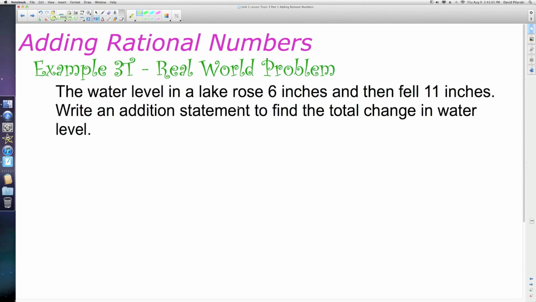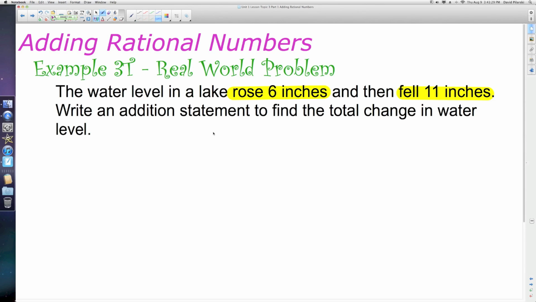So we're going to write an addition statement for the first sentence. It says the water level in the lake rose 6 inches. Those are key words. That's going to tell us that it went up 6 inches, or represented by a positive 6. And then it fell 11 inches, which is going to be represented by a negative. And we're going to add those two things together.